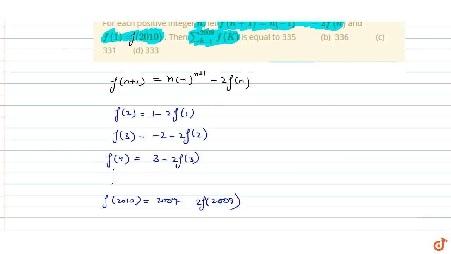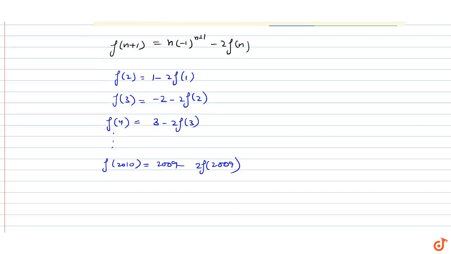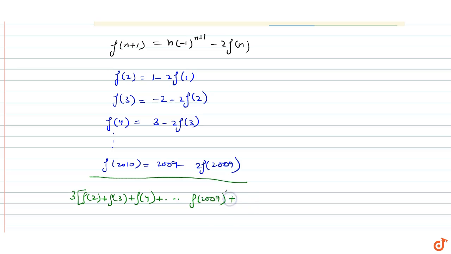If we add all of these, after adding we get 3 times f(2) plus f(3) plus f(4) up to f(2009), plus f(2010) plus twice f(1), equals 1 plus 3 plus 5 up to 2009, minus 2 plus 4 up to 2008.